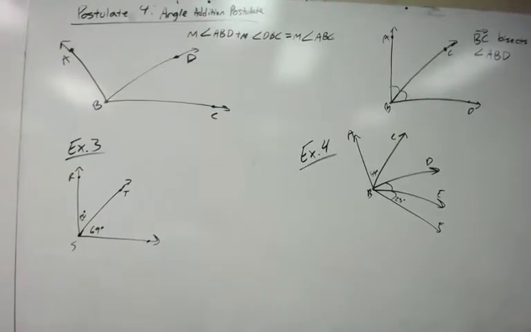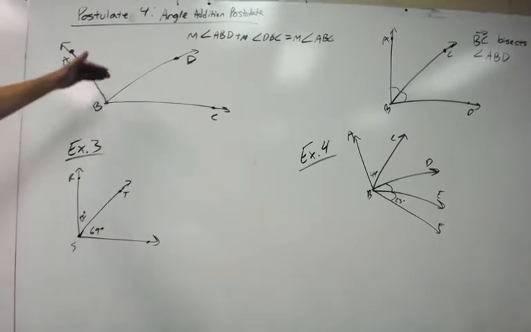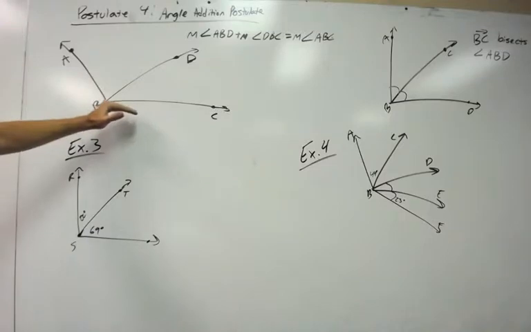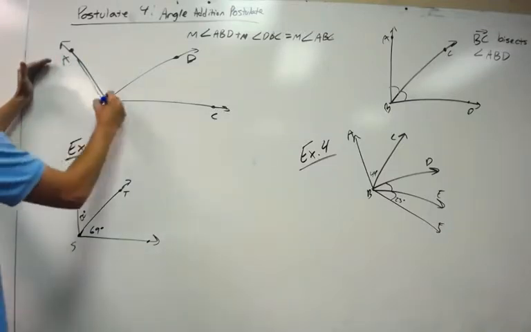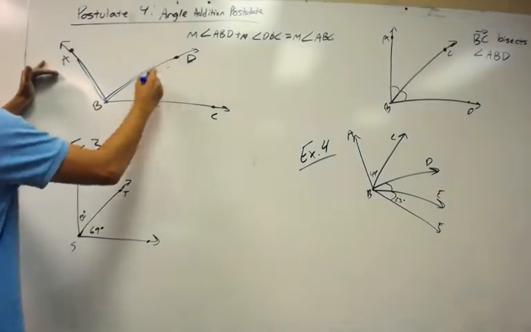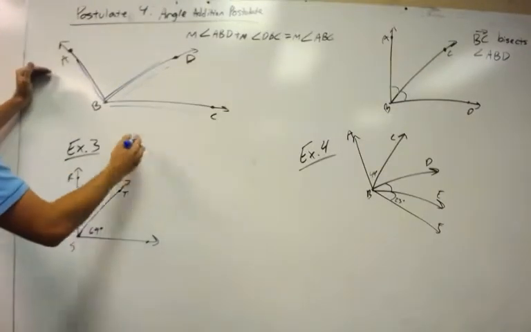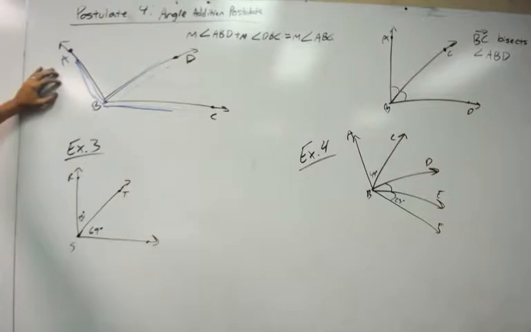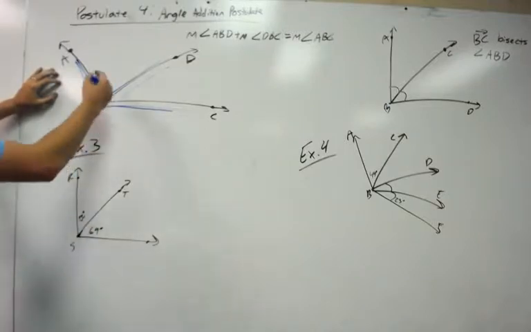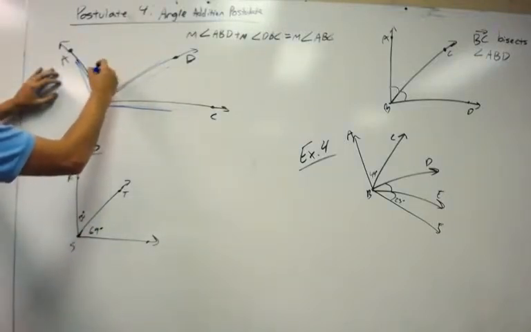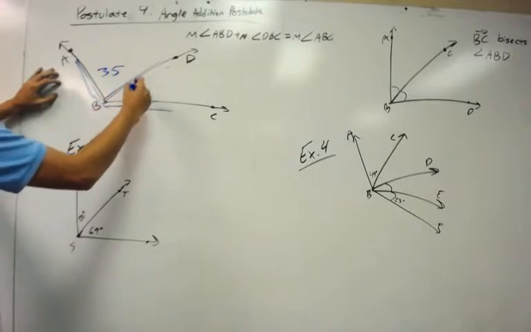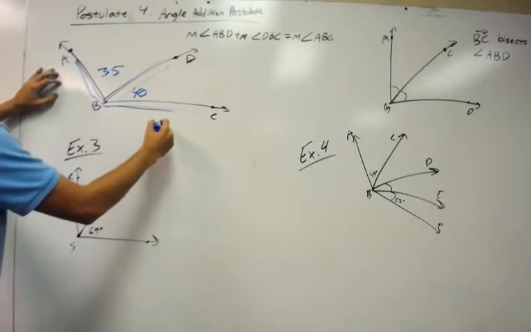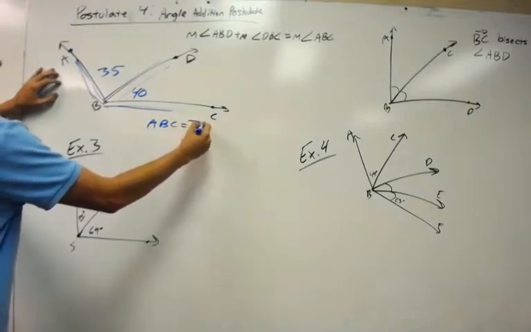Postulate 4, angle addition postulate, says, okay, we got this here. Angle ABD plus angle DBC equals angle ABC. It's as easy as it looks. So if this angle is 35 and this angle is 40, then the whole angle, angle ABC, would be 75.